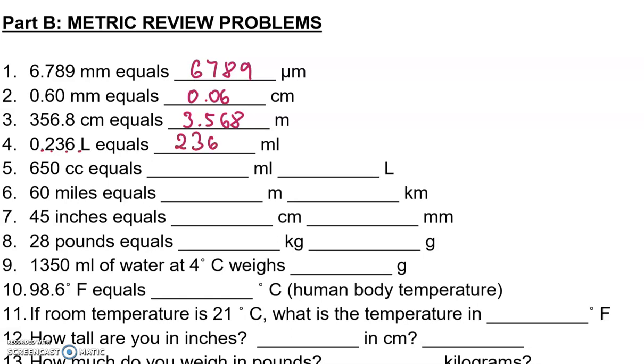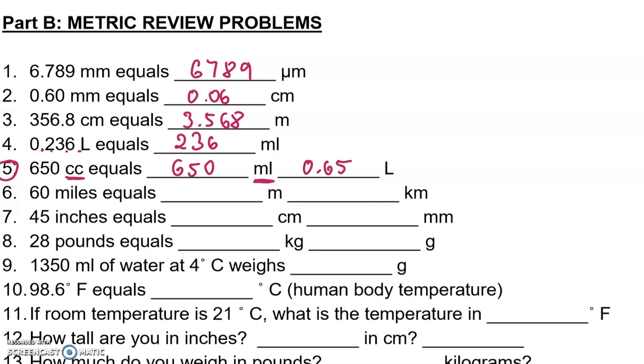Now we are at 236 milliliters. And here, number 5, this is actually pretty important. You need to note these equivalencies. 650 cubic centimeters equals the same number in milliliters. So a cubic centimeter is an equivalent measure to milliliter. So you can say 650 cc's or 650 milliliters would be the same thing. And from milliliters to liters, now we need to move the decimal 3 places to the left, and that would put us at 0.65 liters.